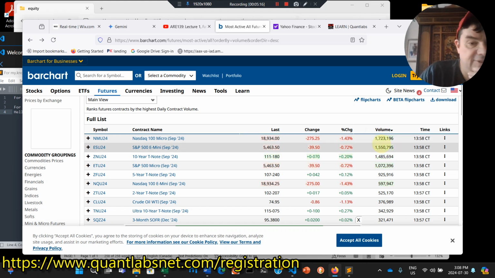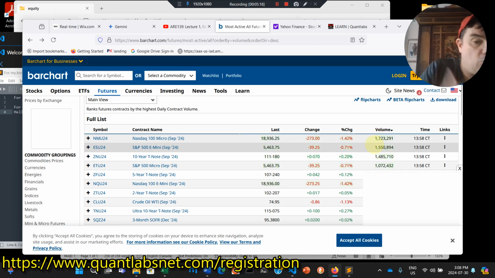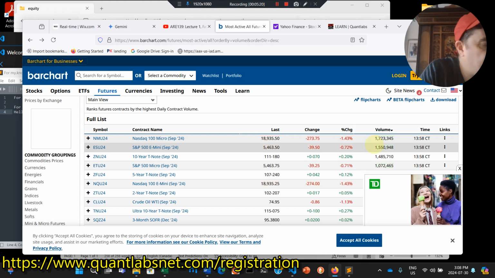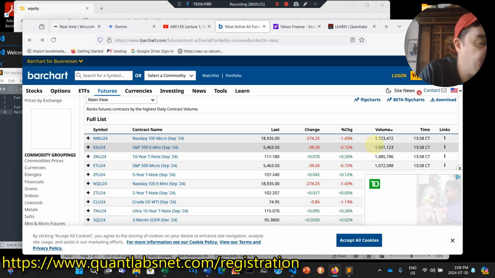So right here by volume, this is important to understand what most people trade in the markets and the most liquid, because the liquidity and volume is the most important when it comes to high frequency trading.